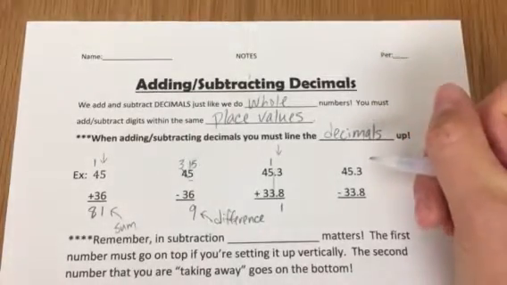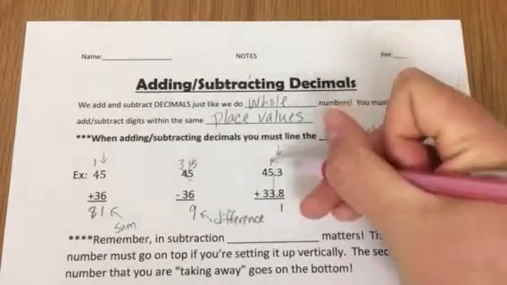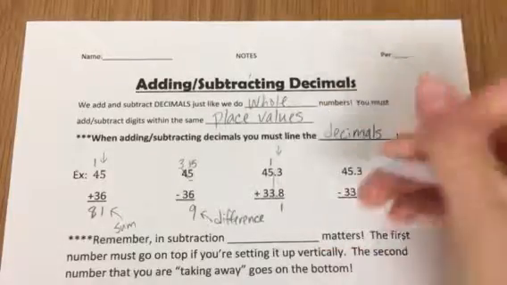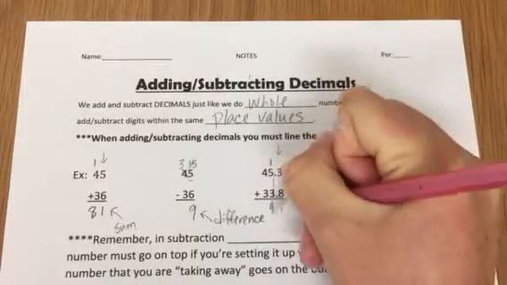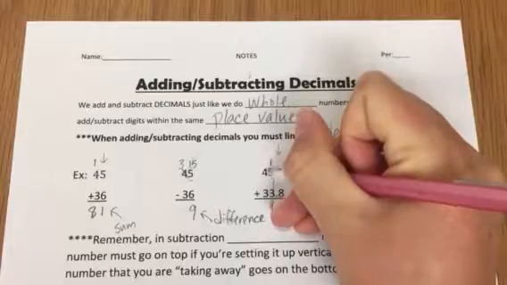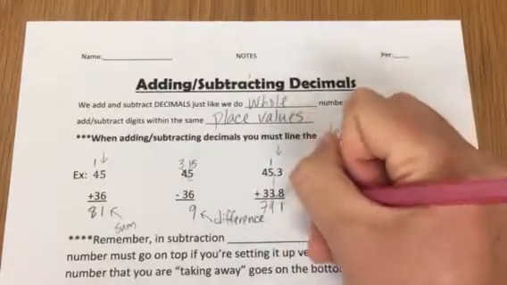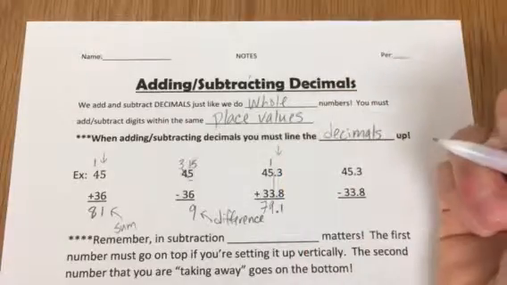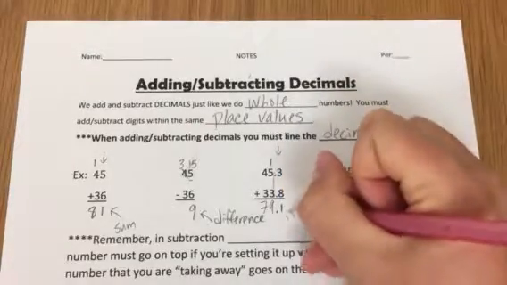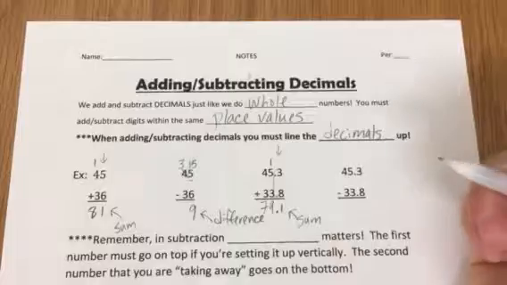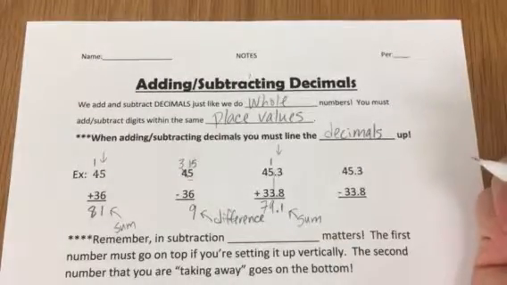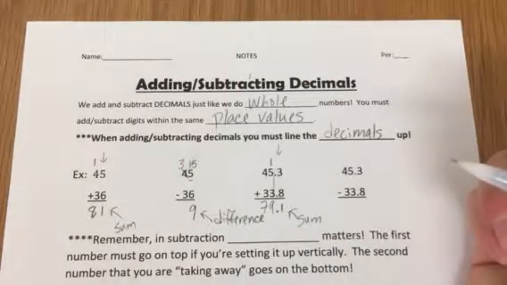So now we have 1 unit plus 5 units plus 3 units, which gives us a total of 9 units. 4 10s and 3 10s gives us 7 10s. Our last step is to bring the decimal straight on down. So our sum is 79 and 1/10. Let's look at one more example.